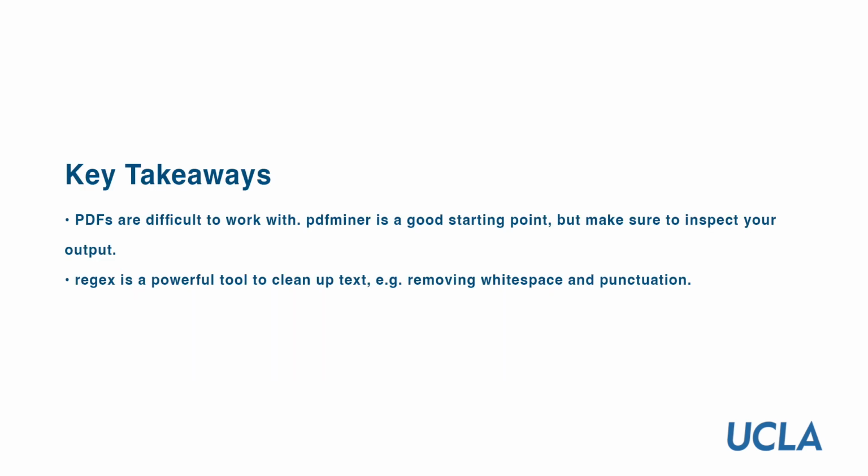So the takeaways. PDFs are really difficult to work with. pdfminer is a good start, but make sure to look at your output and maybe see if other PDF reader packages are a better alternative. Regex is a powerful tool to clean up your text once you've got the text into Python. It can remove white space, it can remove punctuation, and it can do many other complex search and replace operations. So now we figured out how to prepare our text. Let's leave it there. We'll come back to do some more detailed analysis in bags of words in the next lecture.